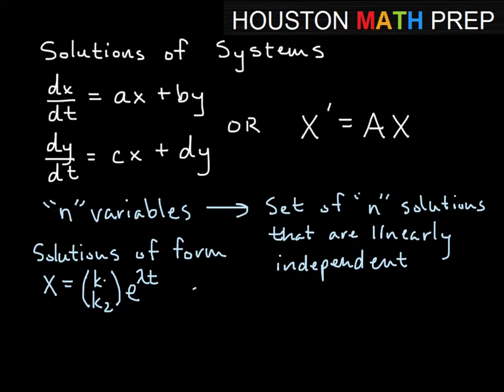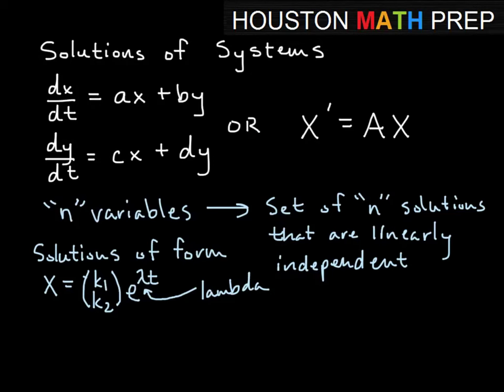So this little character here that we see in a lot of books, maybe not all books, is a Greek letter, lambda. And lambda is just a constant. I think before we were calling it m, but in general in most texts you will see it as lambda. So, like we said before, if we have two variables, then we should have a set of two solutions that are linearly independent.